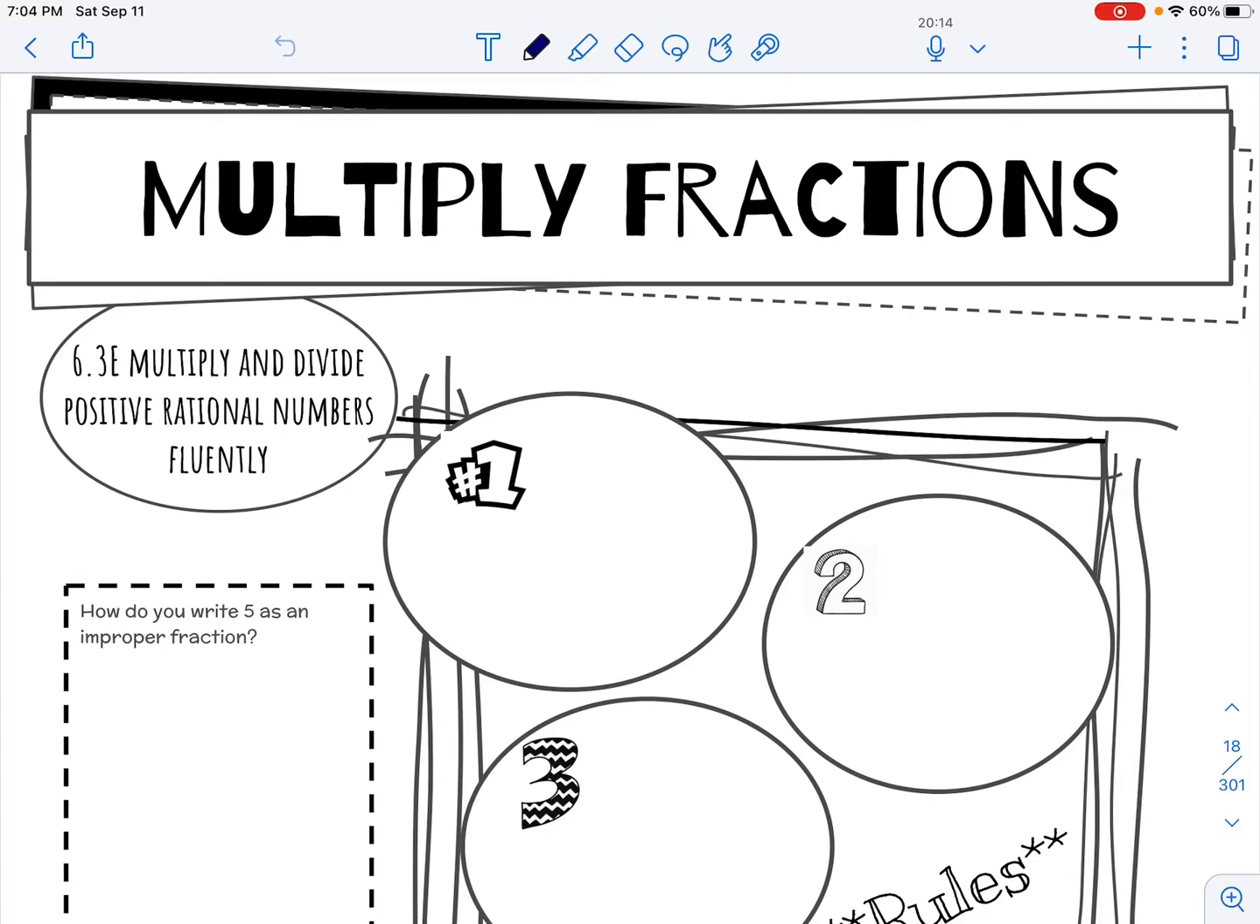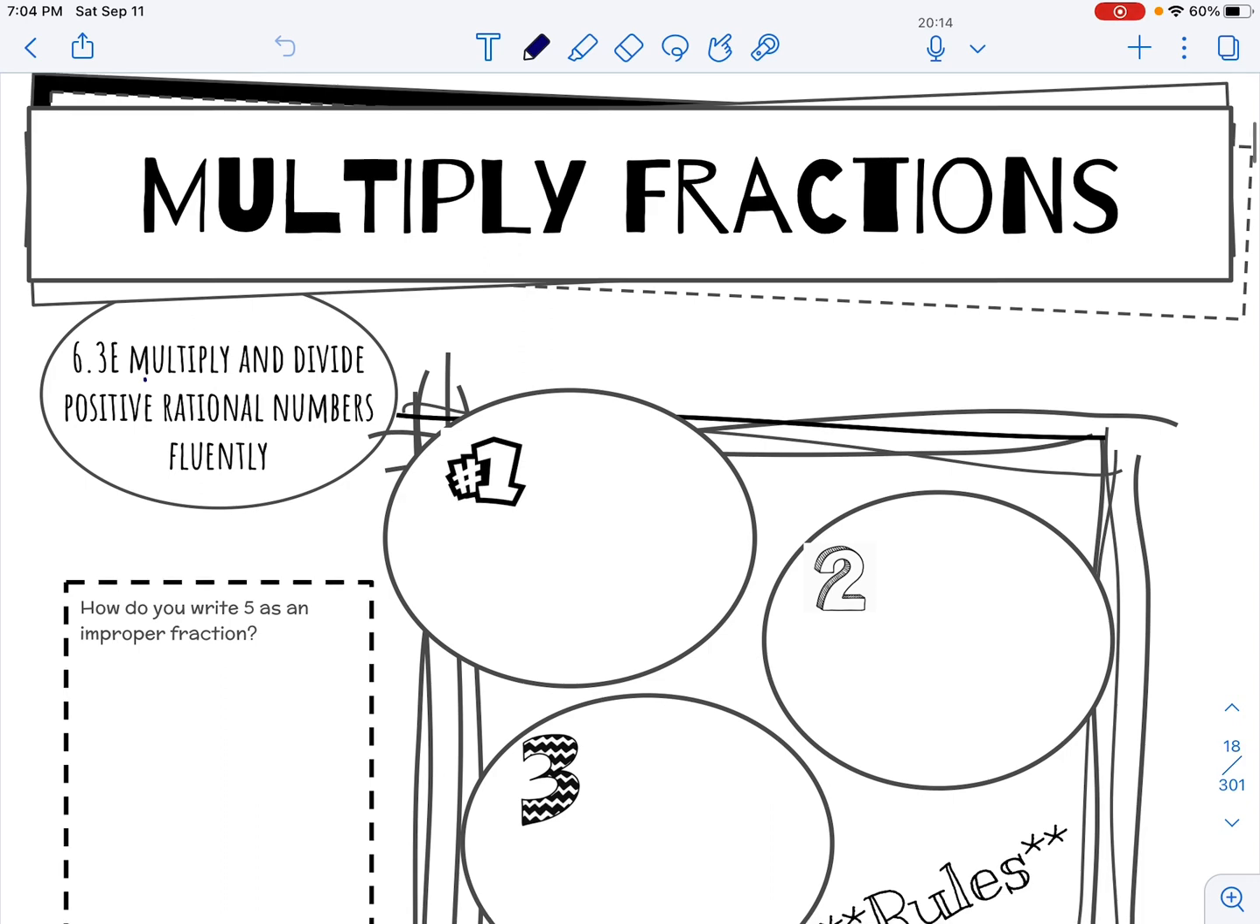Alright, Richland Rams, today we're going to multiply fractions. Your standard today is 6.3e, multiply and divide positive rational numbers fluently. So we are really going to be only using the rational numbers of fractions and decimals.